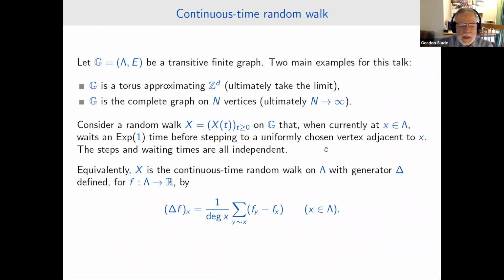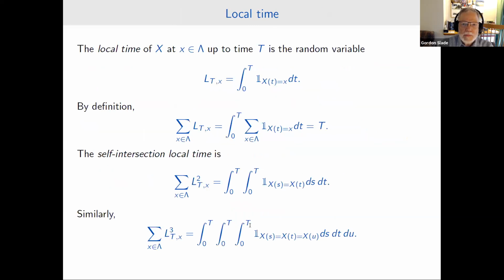So another way of thinking about this is that X is the continuous time random walk on lambda, whose generator is the Laplacian on the graph. And the Laplacian is defined in this way. If we have a function f on the vertices of the graph, then the Laplacian of f is a new function, which is just the average of the differences. You look at the difference between f at a neighbor of x and at x, and take the average over the neighbors. The degree of x is the number of neighbors of x, and the sum is over y adjacent to x. So that's the Laplacian. So this is the continuous time random walk.